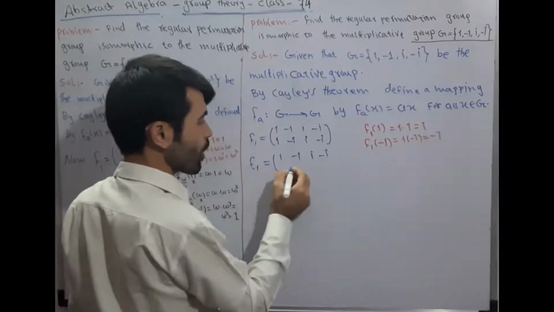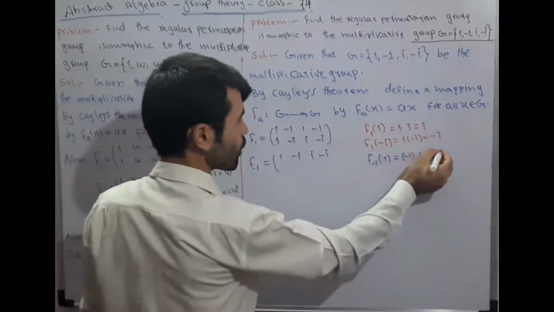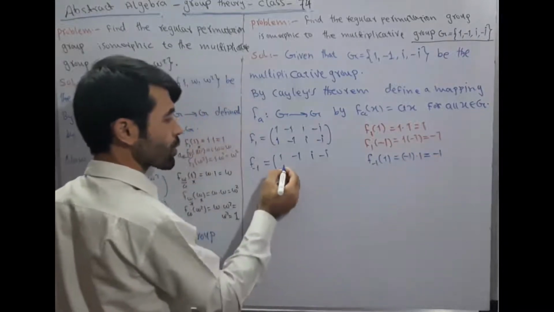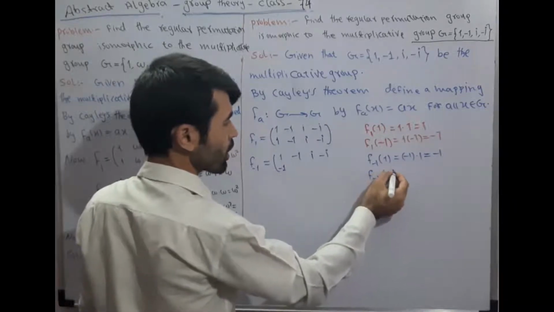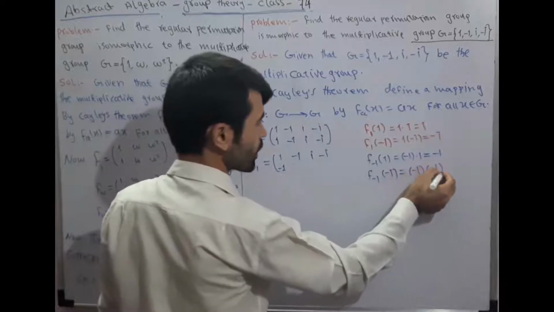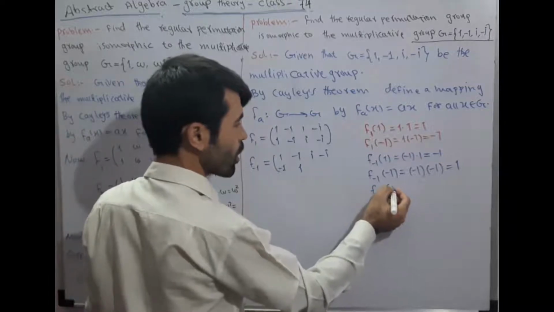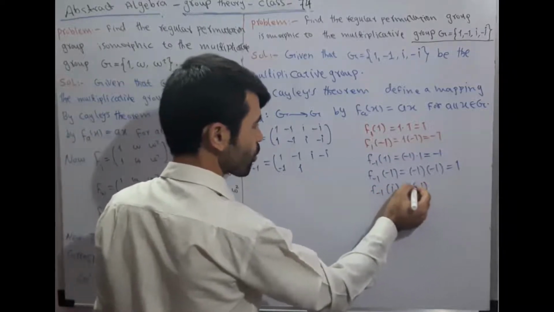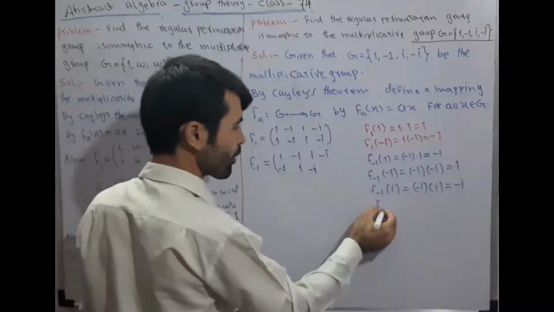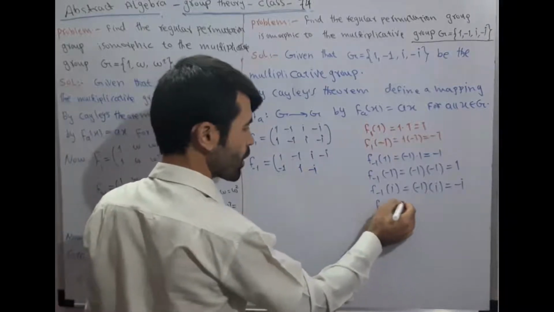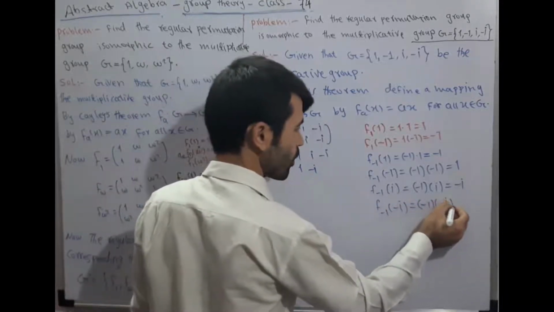If we want to find f_minus 1(1) = minus 1 into 1 = minus 1. f_minus 1(minus 1) = minus 1 into minus 1 = 1. f_minus 1(i) = minus 1 into i = minus i. f_minus 1(minus i) = minus 1 into minus i = i.